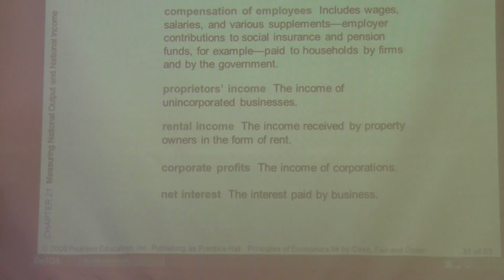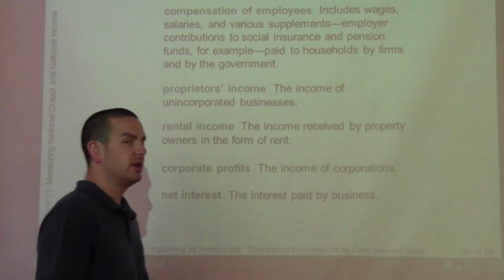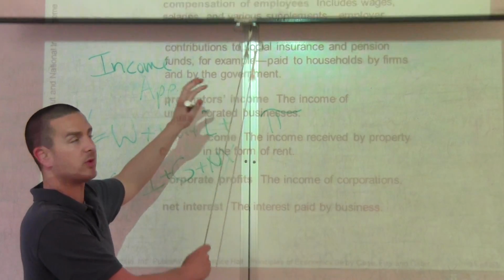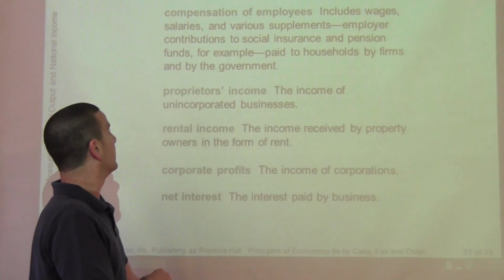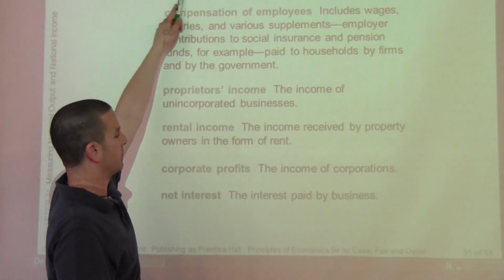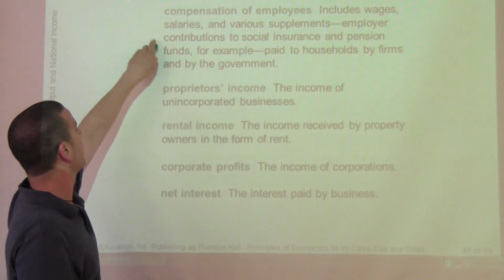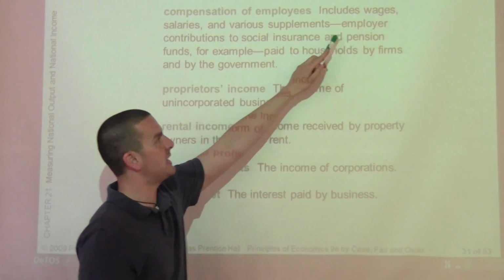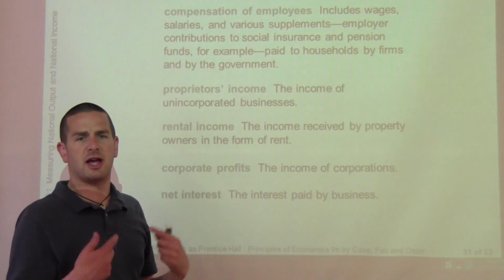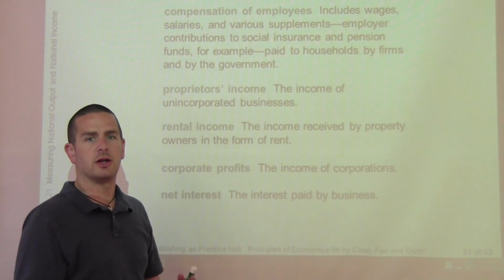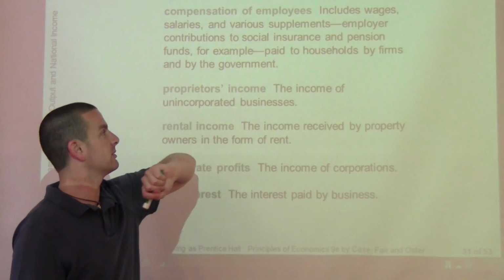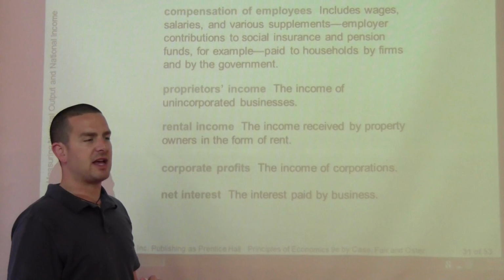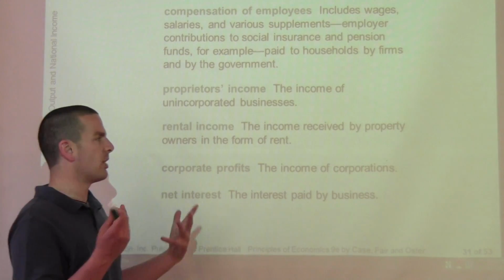Now we're going to go to the income approach, which was the top one: wages, rents, interest, and profit. This is slide 31. The income approach includes compensation of employees, that's wages. Employees show up, they do their work, you have to pay them. Income for a proprietor, you just think of that as rent or profit.